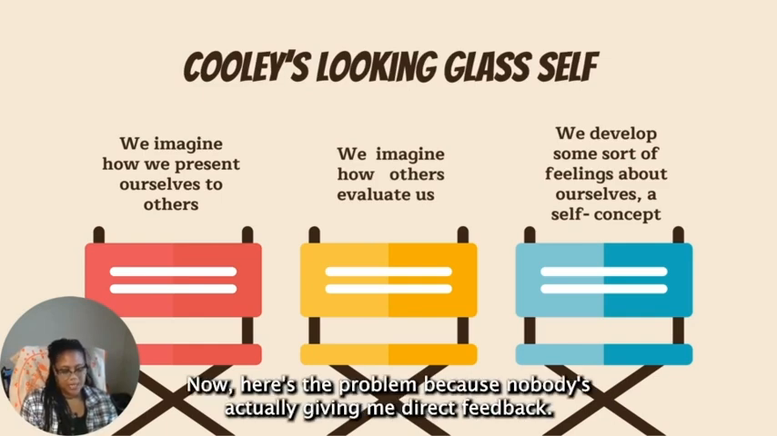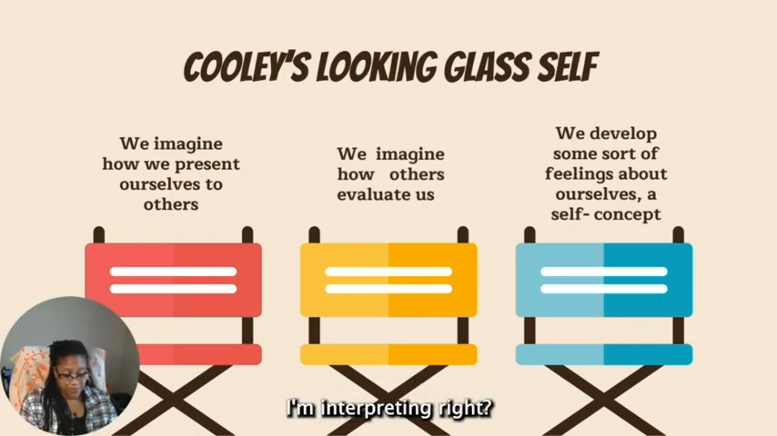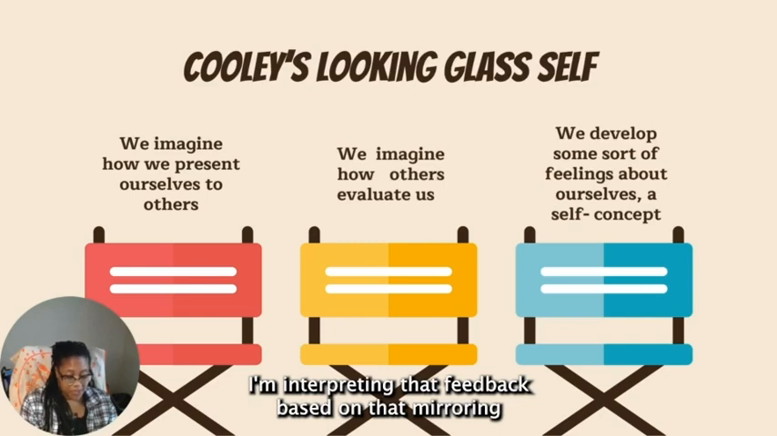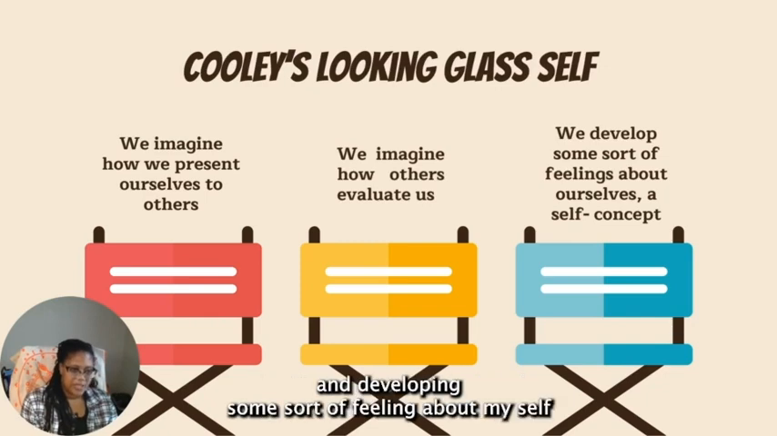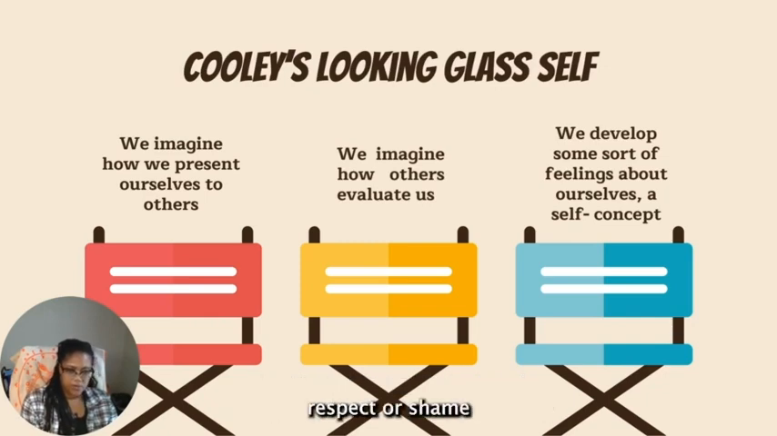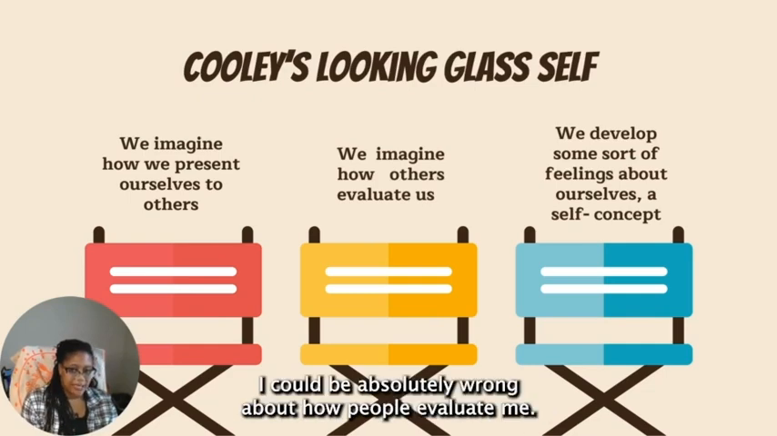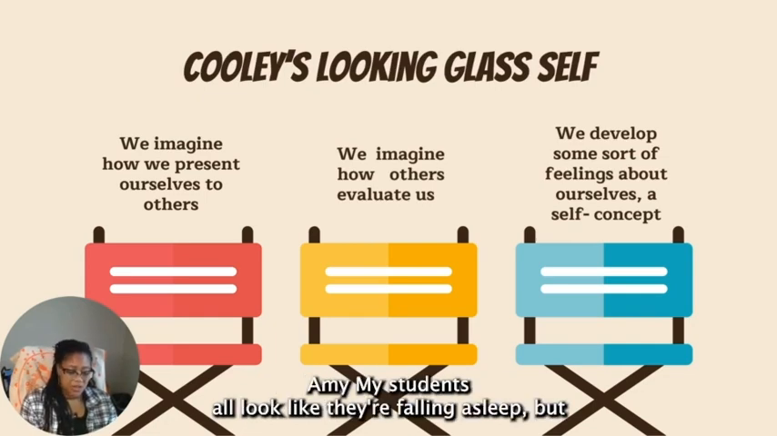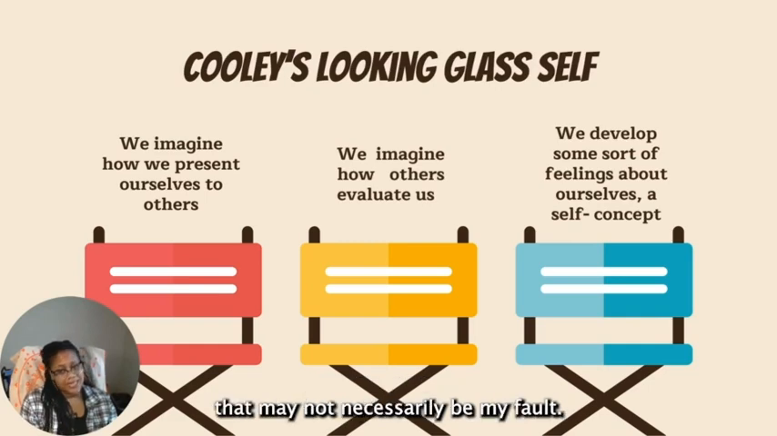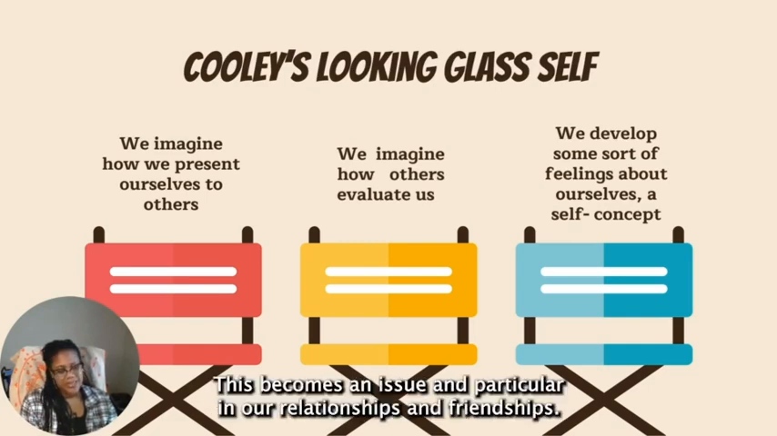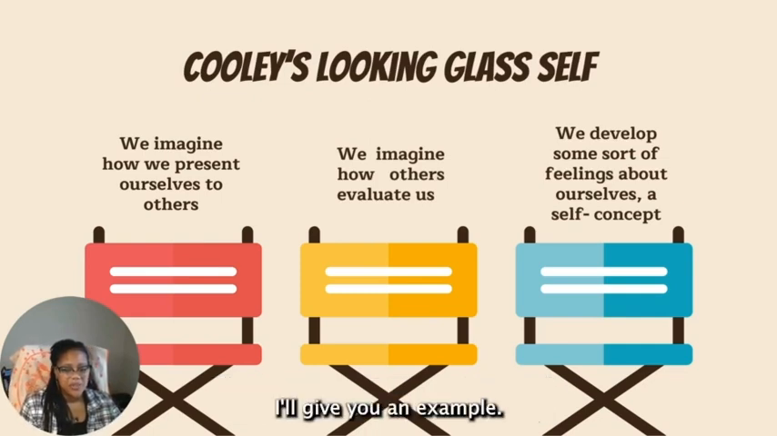Now, here's the problem: because nobody's actually giving me direct feedback, I'm interpreting, right? And that's the third phase. I'm interpreting that feedback based on that mirroring and developing some sort of feeling about myself, like respect or shame, that may not be grounded in reality. I could be absolutely wrong about how people evaluate me. Maybe my students all look like they're falling asleep, but that may not necessarily be my fault. This becomes an issue in particular in our relationships and friendships. And I'll give you an example.